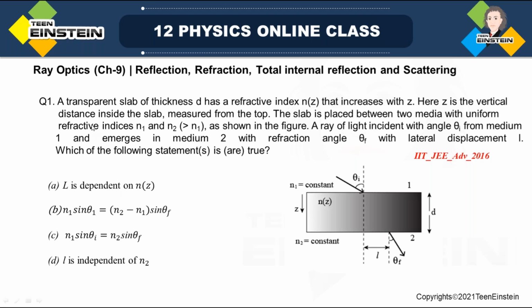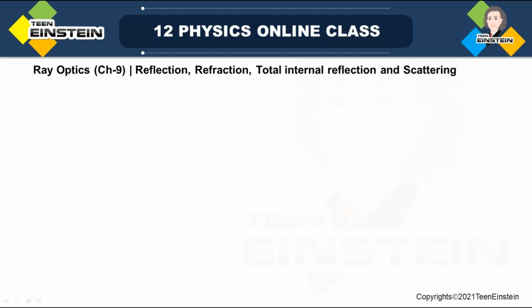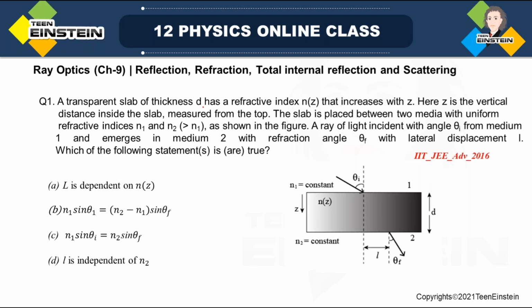So this problem is related to refraction. It says a transparent slab of thickness D has refractive index n of Z that increases with Z. You see this shaded part. This is the slab which has vertical thickness Z, and this refractive index is actually varying. This is a function of Z. That means refractive index is increasing from this side to this side.